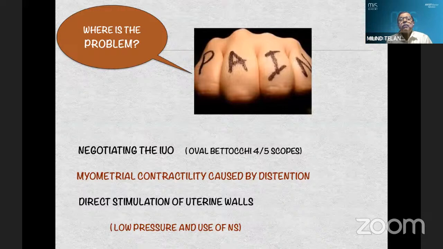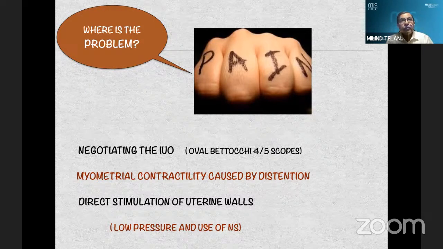So where is the problem? The problem is pain. Everyone said pain. Negotiating the internal os, you get pain. Myometrial contractility caused by distension, you get pain. If you are not in the center of the cervical canal, if you start pushing your scopes haywire, you're going to get pain. So low pressure and use of normal saline.